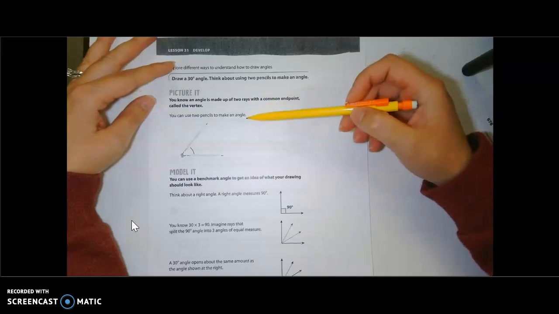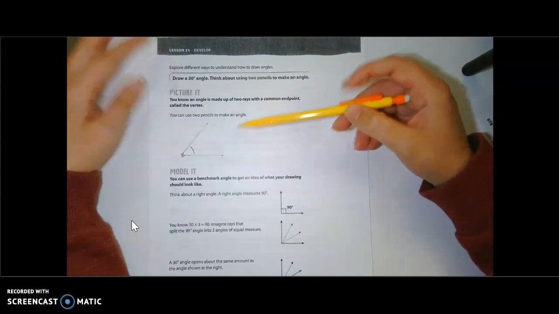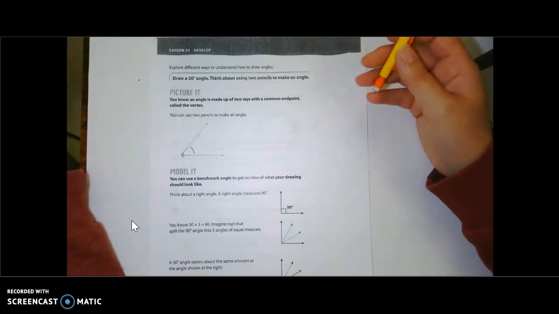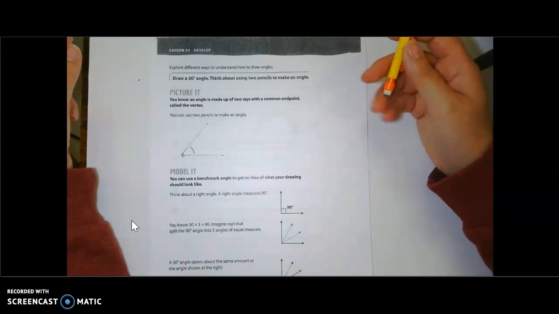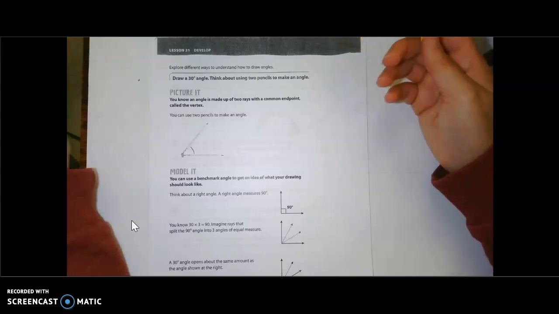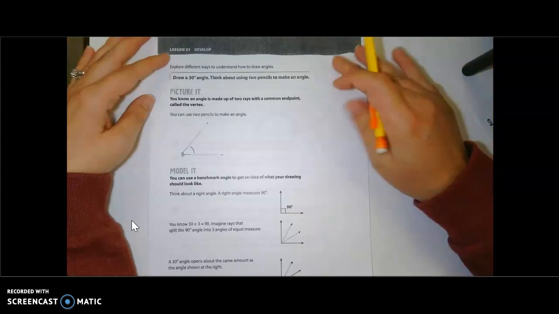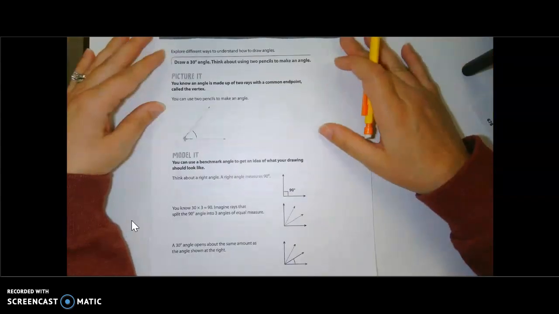This first picture in the packet just talks about how we can picture an angle using pencils. If we connect either the two points or the erasers together, they become our vertex. It's just a way of imagining an angle using common things.